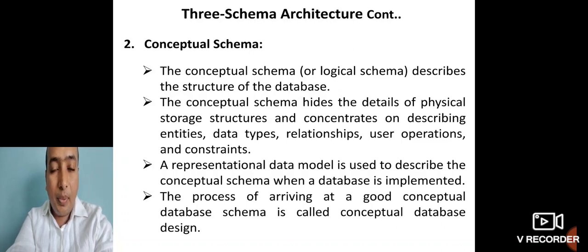So what do we mean by constraints? Primary key constraints, foreign key constraints. So even that will be specified in your conceptual schema. Understood? So that's what we are telling here.